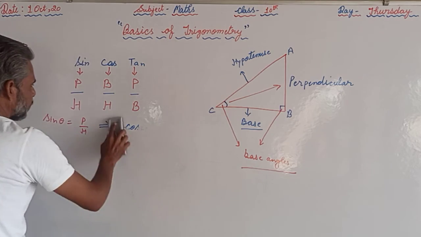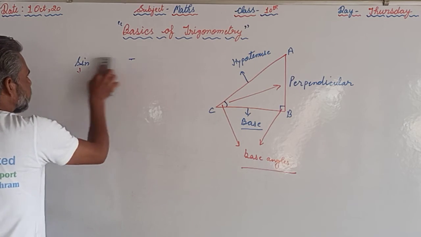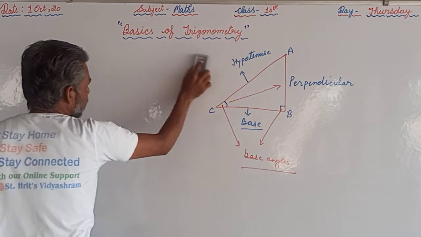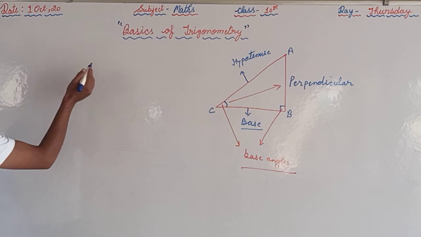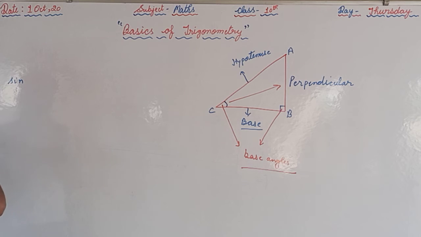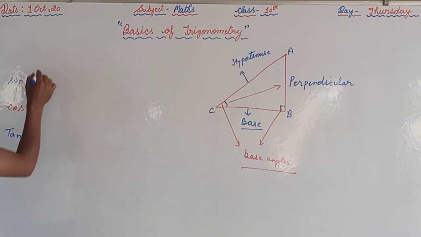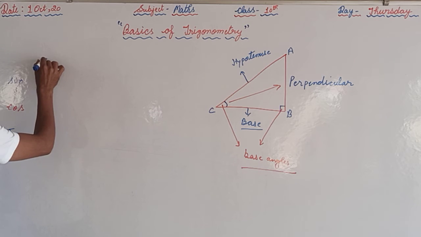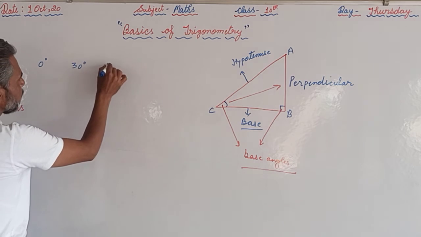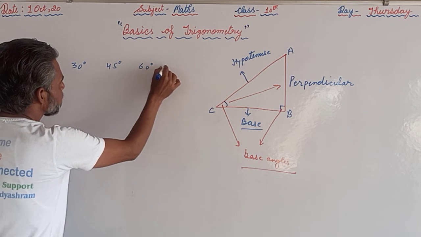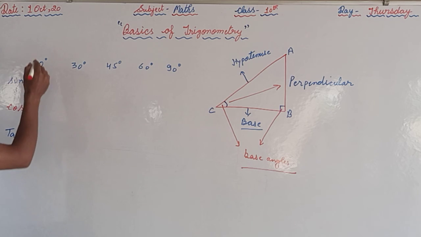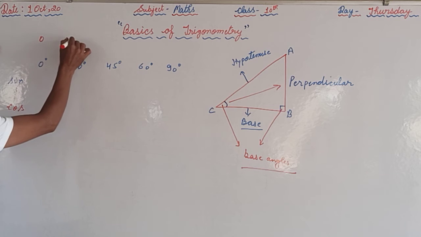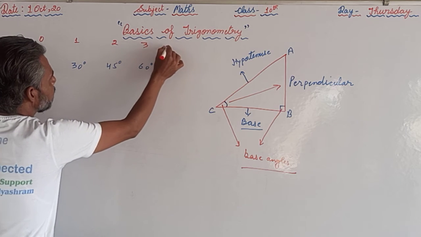Afterwards, we have to keep in mind the table for sine, cos and tan, for 0 degree, 30 degree, 45 degree, 60 degree and 90 degree. There is a simple way to remember it. We write the counting starting from 0: 0, 1, 2, 3, 4.